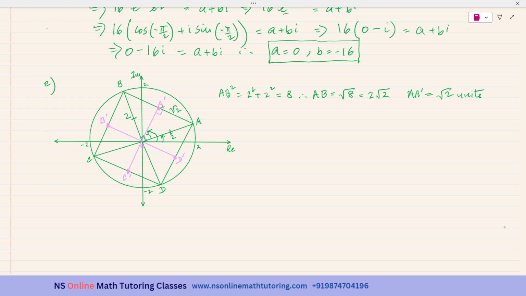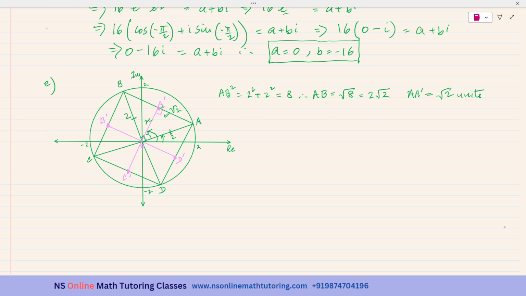And since OAB is an isosceles triangle, and I have joined the vertex to the midpoint of the base, this angle has to be 90 degrees. OA prime is perpendicular to AB. So this is a 90-degree angle. Therefore, I can use the Pythagorean theorem again to get OA prime.